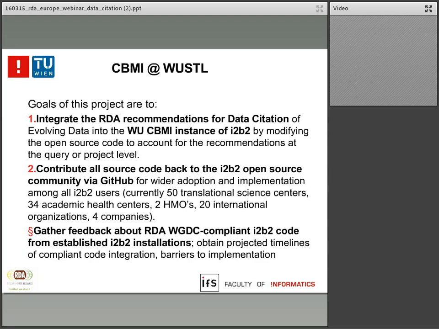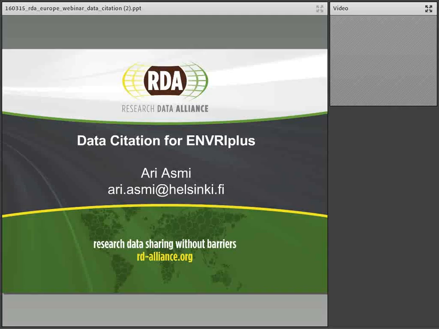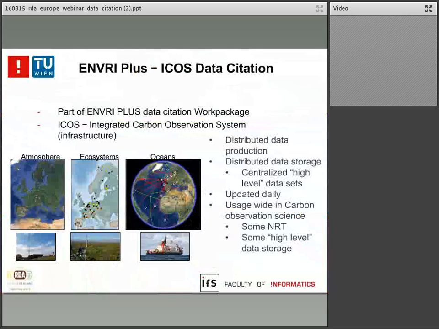Basically, the idea would be to implement the recommendations in an instance of i2b2, and as soon as that is finished and tested, that would be contributed back to the open source main branch in GitHub of i2b2, and if that is then accepted, that would allow all data centers that are using i2b2 for managing patient records, medical records, to actually benefit from that implementation, which would be a huge boost both to the community as well as to us, seeing that this whole thing actually makes sense and can get adopted.